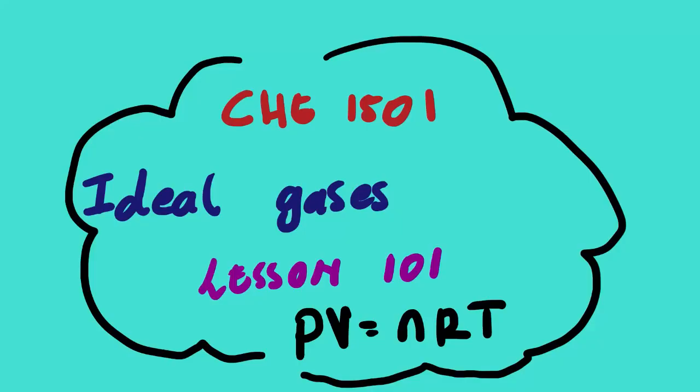Today's lesson will be looking at Chemistry 1501. The topic for today will be ideal gases. This is lesson 101, and our main focus for today will be based on this equation that we see here, which is PV = nRT. Let us start.